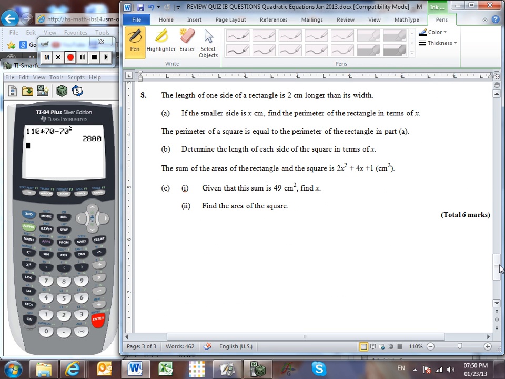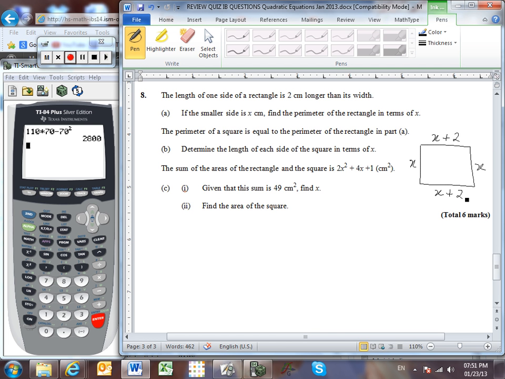Last problem is number 8. The length of one side of a rectangle is 2 centimeters longer than its width. You'll notice that we have not been given a diagram in this problem, so that's the very first thing I'm going to do. I'm going to draw a rectangle. It says that the smaller side is x centimeters, so here's our smaller side. And it says that the length of one side is 2 centimeters longer than its width. So if x is the smaller side, the longer side must be 2 bigger than that width.